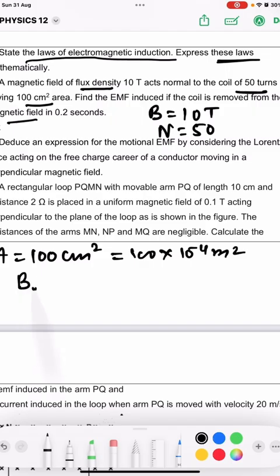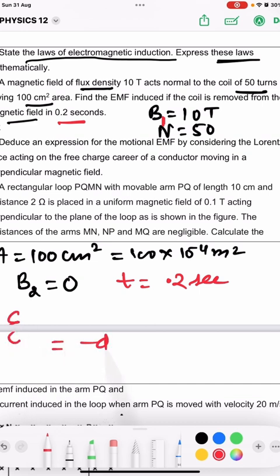So magnetic field has been removed, so that means final magnetic field is 0. So earlier what we noted, we will make it B1 in 2 seconds. So timings has also been given. So you have to find out this EMF. So this is simple. EMF will be minus d phi by dt, and your phi will be BA.